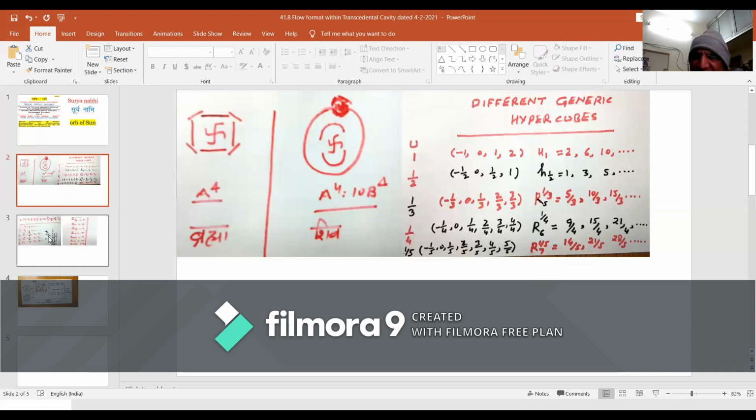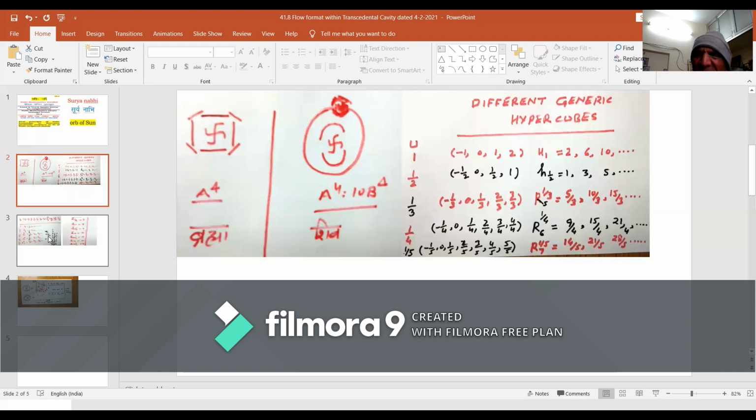Let us have a pause. Till this stage, we have a triple of distinct generic hypercube series. First leads to values 2, 6, 10, and so on. Second leads to values 1, 3, 5. Third leads to values 5 over 3, 10 over 3, 15 over 3, and so on.